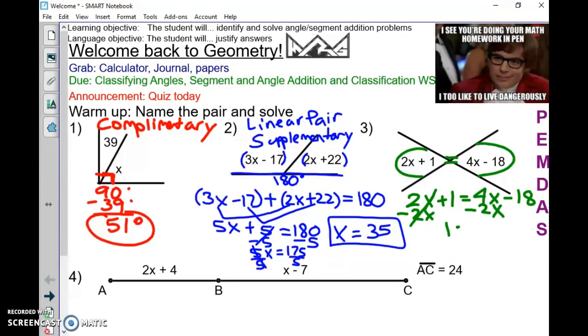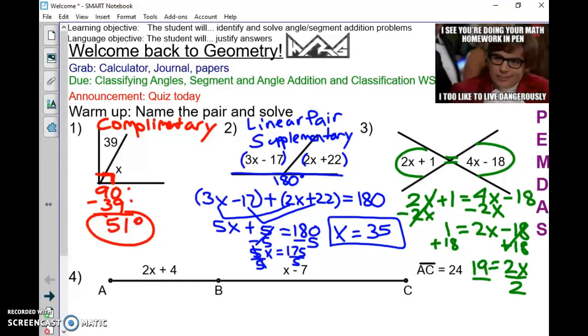Bring down 1 equals 4 minus 2 is 2x. Bring down minus 18. And now I have a two-step equation, right? On the right side, my loaner is minus 18. So I'll add 18, add 18. 1 plus 18 is 19, which equals 2x. And then my last step is to divide by the coefficient.